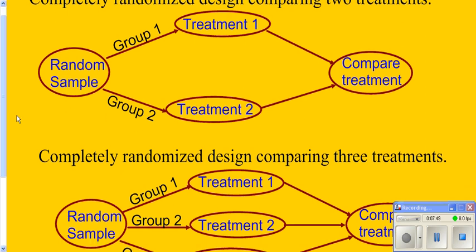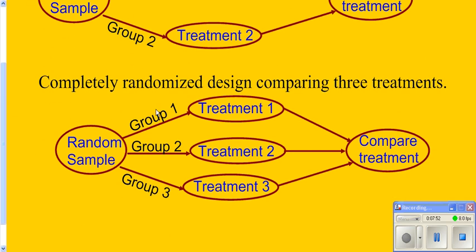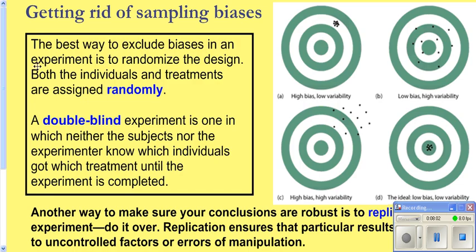Or that could even be done if you had three treatments. So you'd separate them into three groups. You'd have your three different treatments and then compare the results of all three. But they're randomly assigned. Now, we need to go ahead and try to eliminate bias when we're dealing with our sampling. By randomly assigning an individual, you are helping eliminate some of the bias.